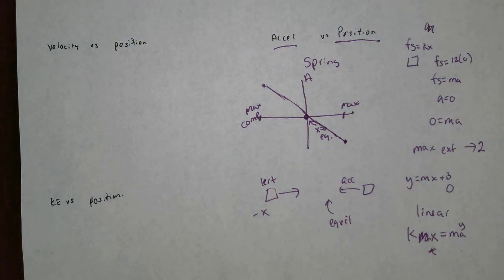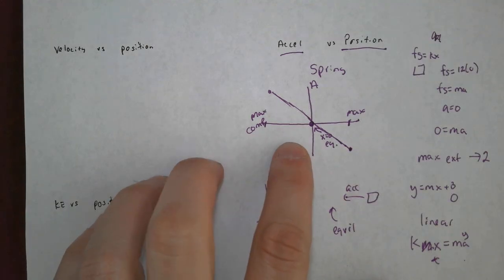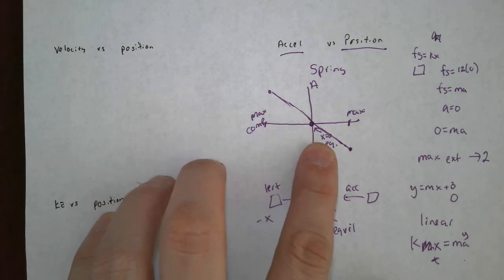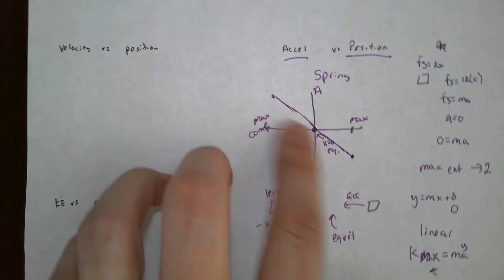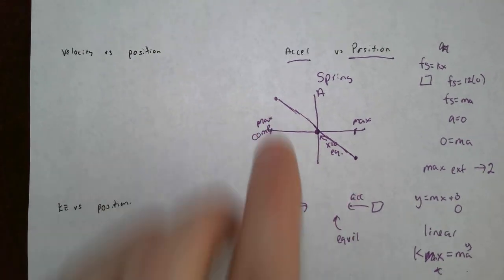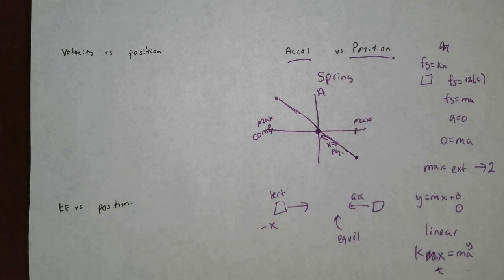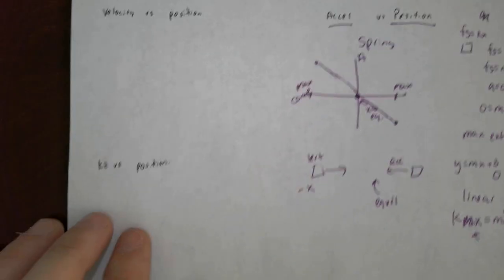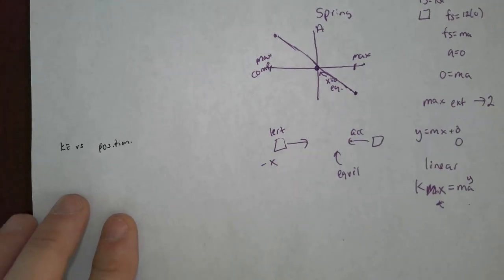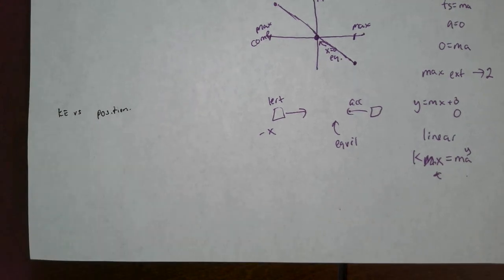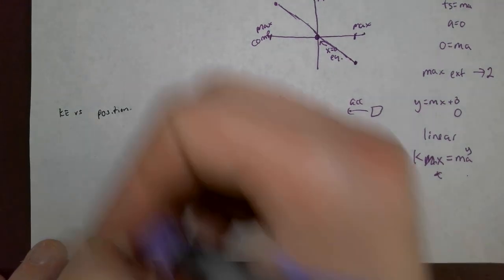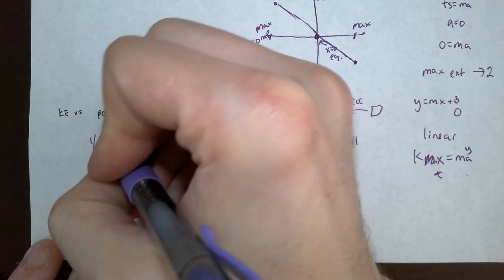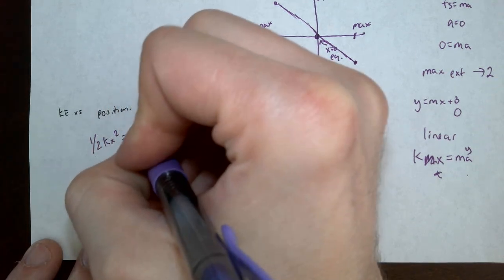Okay, so how do we go from acceleration to velocity? Well, you could find the area, or you could integrate this, but that again uses calculus, so I'm trying to avoid using calculus here. So I'm going to start with kinetic energy as a function of position, because I feel like that will help us a little bit more. Okay, so 1/2 kx squared will equal 1/2 mv squared.